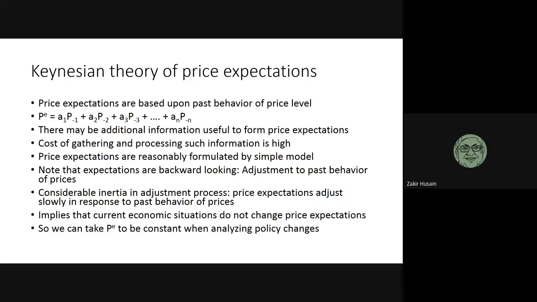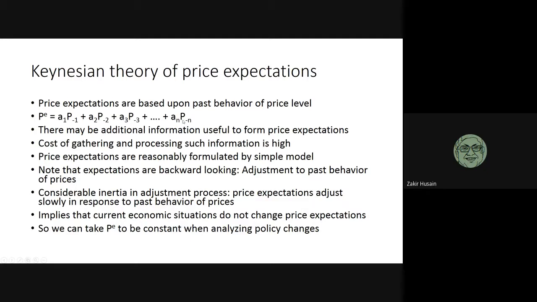Now, how do we form expected prices? How do we determine them? As I've told you, they depend upon the past behavior of the price level. Specifically, we assume that this is the price at P equal to 0. So yesterday's price is P minus 1, the day before yesterday is P minus 2, and so on. So this is a weighted sum of all the past prices. This is basically backward looking, right?